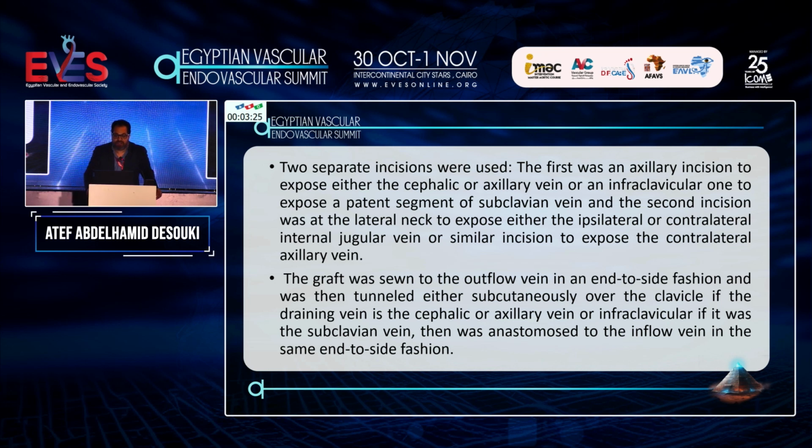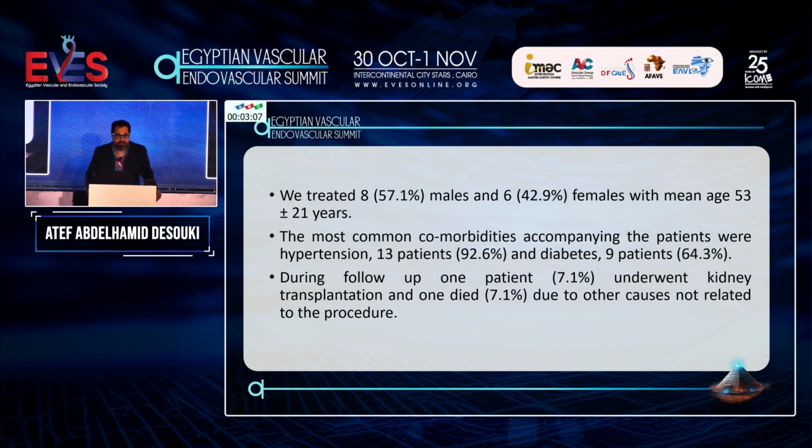The second incision is at the lateral neck to expose either the ipsilateral or contralateral internal jugular vein, or a similar incision to expose the contralateral axillary vein. The graft could be tunneled either below the clavicle or above it if it's between the cephalic and the internal jugular. We treated 8 males and 6 females. The most common comorbidities were hypertension and diabetes. During the follow-up, one patient underwent kidney transplantation and others died from causes other than our operation.